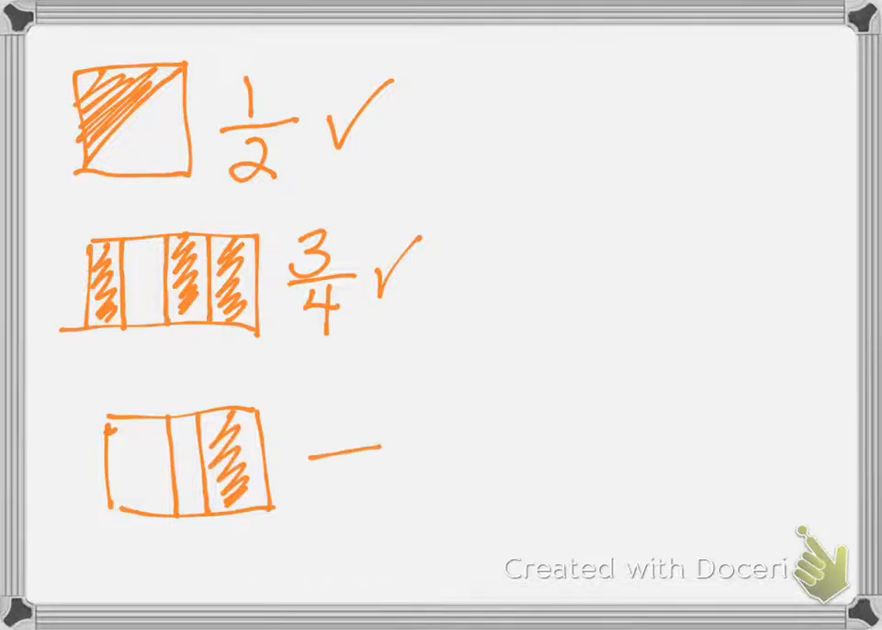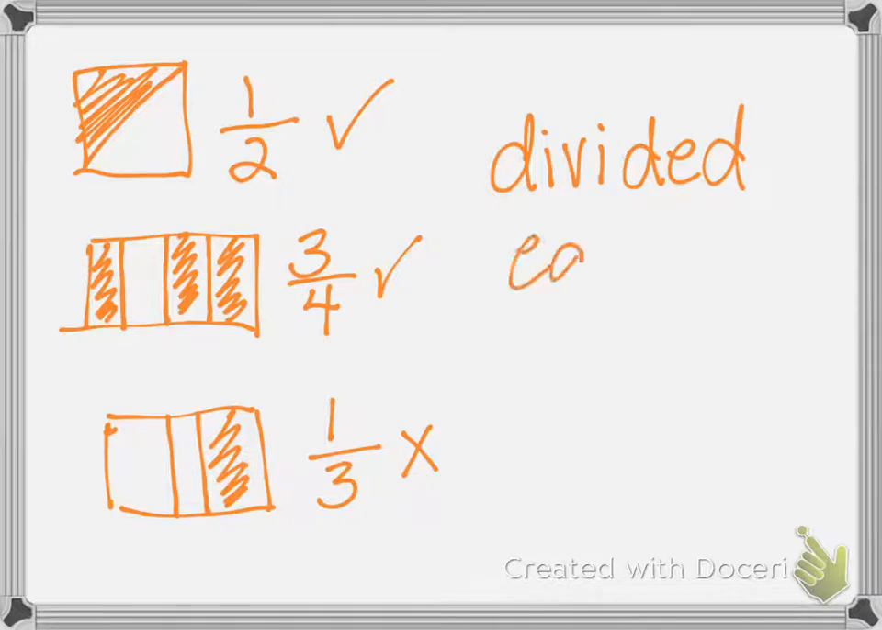All right, I've got 3 sections and one of them is colored in. Is that correct or incorrect? And that is incorrect because not all the sections are the same. They are not divided equally. So for something to be a fraction, it has to be divided equally. Okay, that's really, really important to remember.